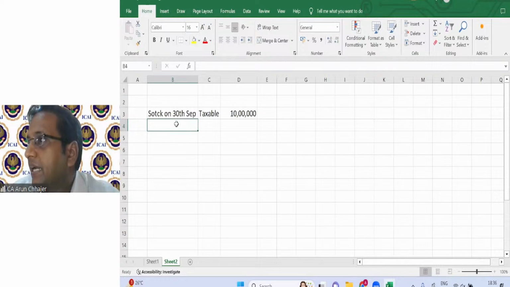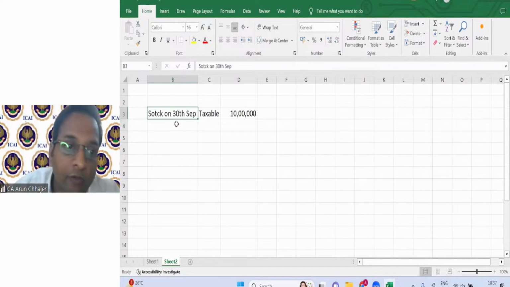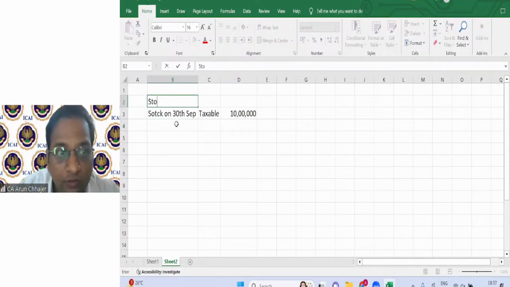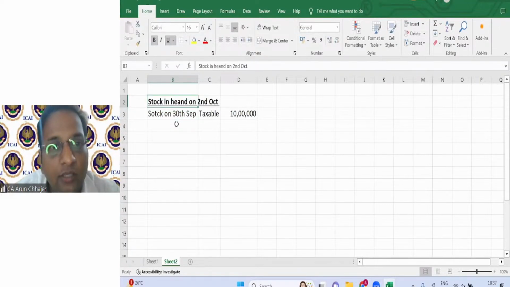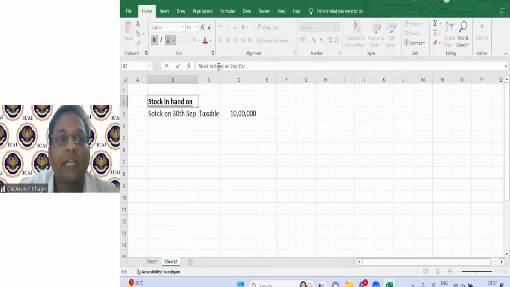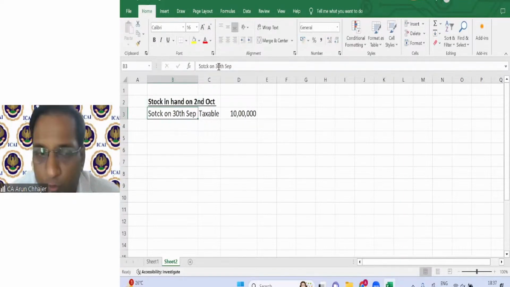Will we take the exempted item? Answer is no, because tax is not paid. So there is no question of ITC. What we are calculating? We are calculating the stock in hand on 2nd October. Why we are calculating the stock? So that we can calculate the eligible component of input tax credit.